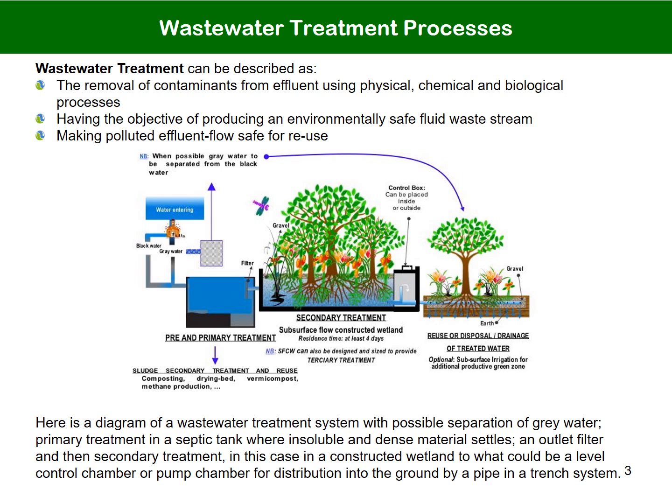Wastewater treatment can be described as the removal of contaminants from effluent using physical, chemical and biological processes, having the objective of producing an environmentally safe fluid waste stream, making polluted effluent flow safe for reuse. Useful data is obtained from an installed water meter on the outlet from the treatment system, confirming or otherwise that the system is working within its design parameters. An approximation of the water use can also be obtained from a water meter on the water supply to the property if any irrigation use is excluded.